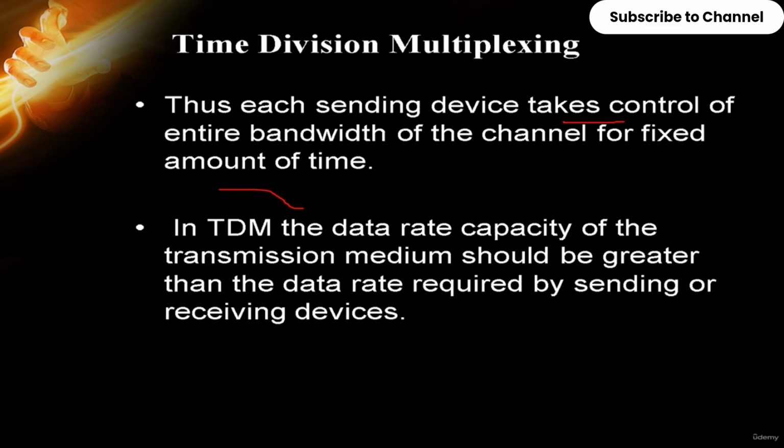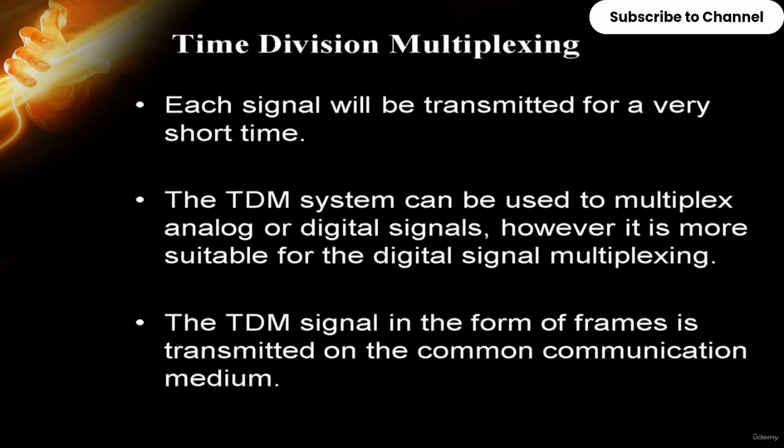In time division multiplexing, the data rate capacity of the transmission medium should always be greater than the data rate required by the sending and receiving devices, because at a particular time both sending and receiving devices will utilize the channel, and the capacity should be more. Each signal will be transmitted for a very short time. Each channel can carry either analog or digital signals. The frames transmitted on the common communication medium are based on time.